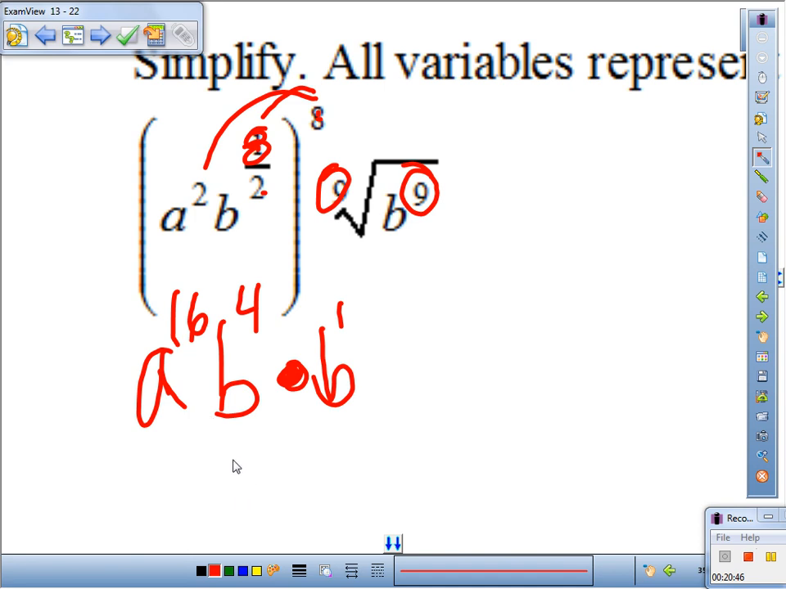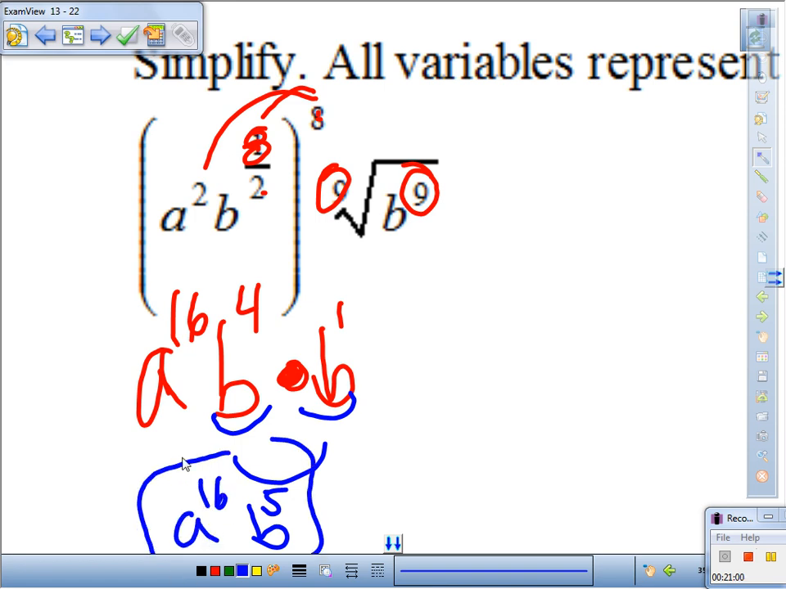All right, next. Are these the same base? Yes, so these two become what? B to the 5th, bring down the a to the 16th, and we're done.